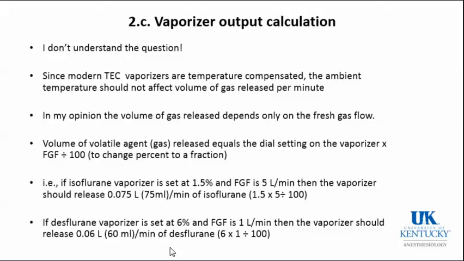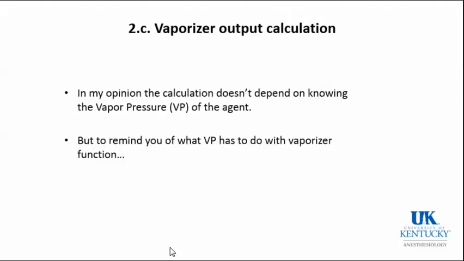Because since modern vaporizers are adjusted for temperature, the volume of gas released is really only dependent on the fresh gas flow, and none of those other features. I have provided a number of slides which go into calculating the output of vaporizers, which at your leisure you can look at.